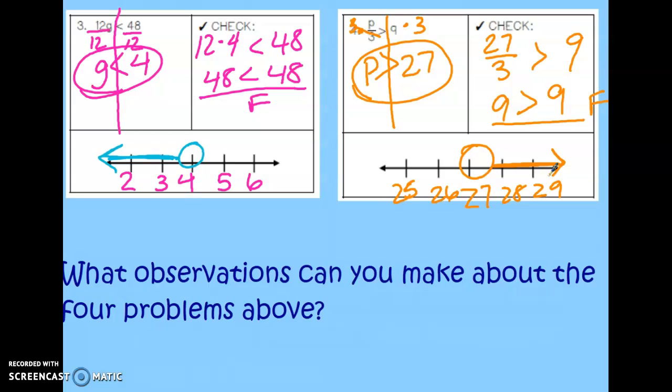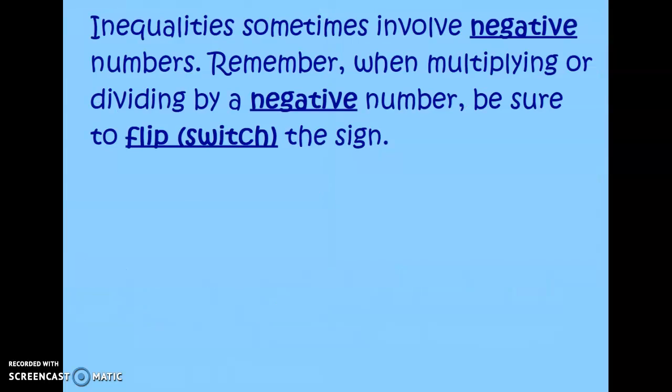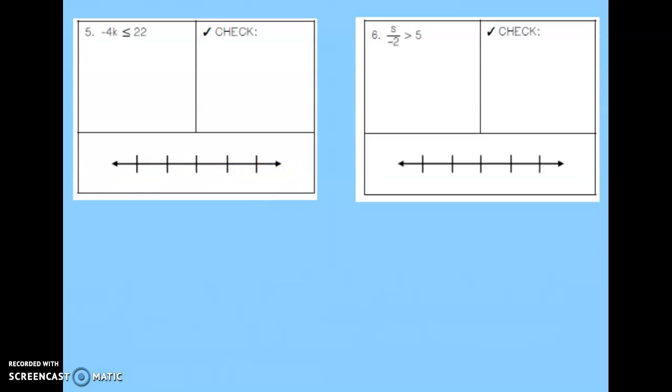I want you guys to write down some observations that you make about the 4 problems we went over. All right, so inequalities sometimes involve negative numbers. Remember, when multiplying or dividing by a negative number, we have to make sure that we flip or switch the sign. I'm going to show you what I mean by that.